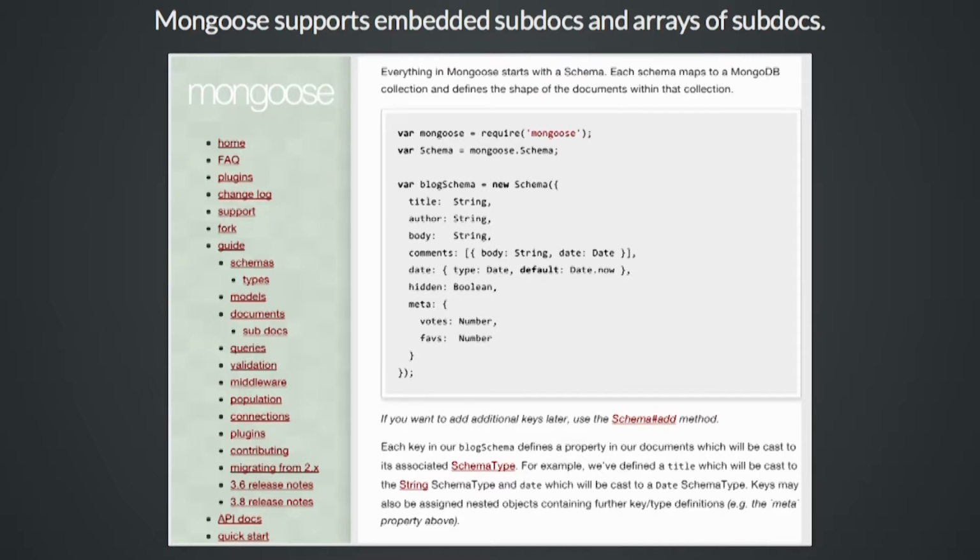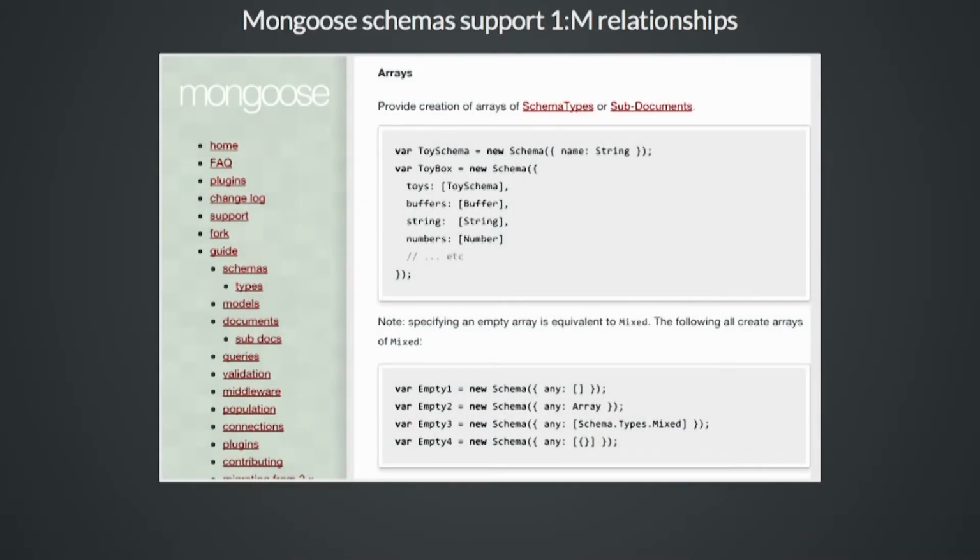But we can see that the date field is in fact a date field, a simple scalar value, but comments are an array of values, and meta later on is just another embedded subdocument from there. So Mongoose allows us to represent all the things that you would want to persist in Mongo. It even manages one-to-many relationships.